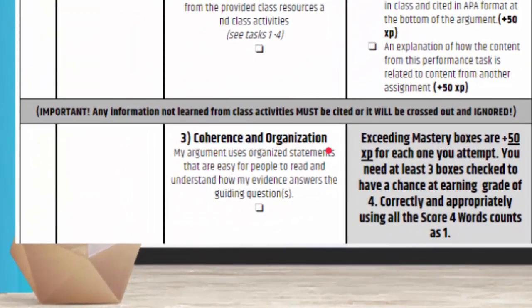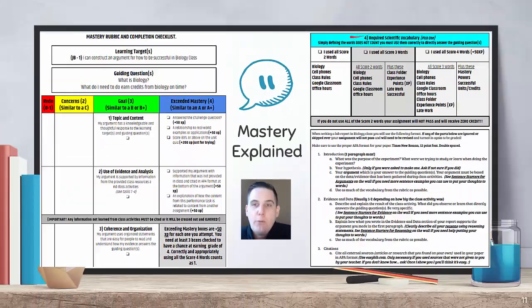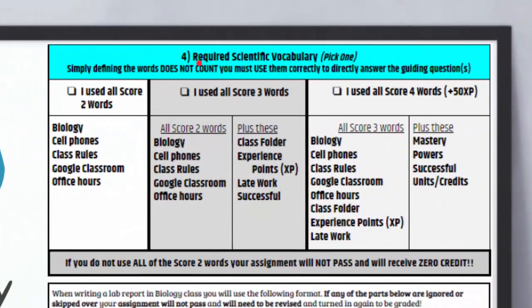Coherence and organization, this is one of the easier scores to get. How clear is your writing? How easy is it for me to understand what you're trying to say? This isn't about right answers and wrong answers. This is just, can I understand what you're trying to say? Does it make sense?